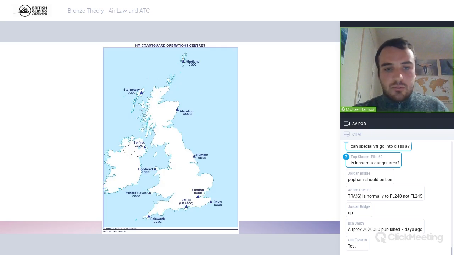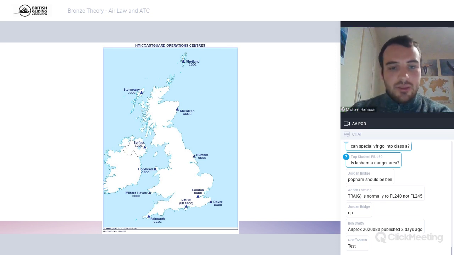I'm conscious we've already gone on for quite a long time, so we'll try and make some swift progress forward. This is just a map of where the different Coast Guard bases are, so they can rescue you from one of these places.